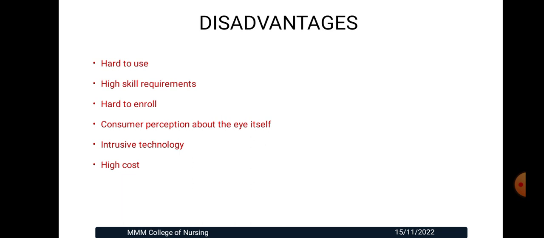Coming to the disadvantages of vein detector. Hard to use, high skill requirements, hard to enroll, consumer perception about the technology itself, intrusive technology and high cost.